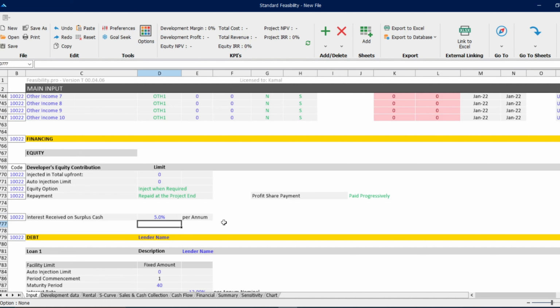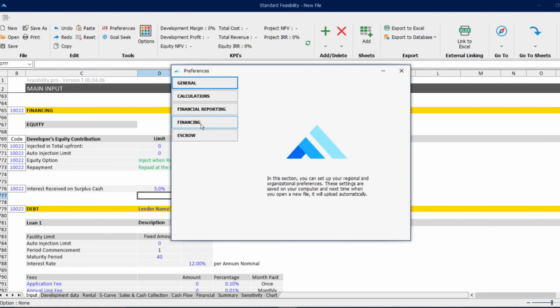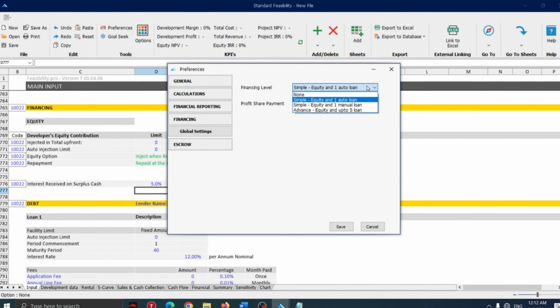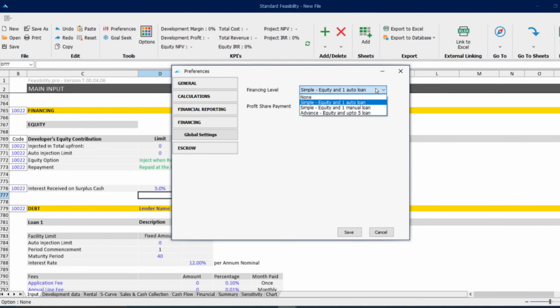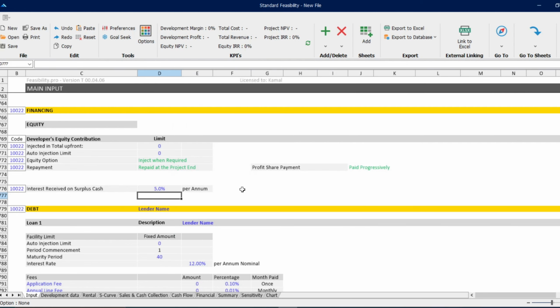You may expand financing options by including loans. Go to Preferences, click Financing, click on Global Settings. Choose the option as per the requirement. We can select Simple with one loan option, or we may go for Advanced with 5 different loan options. Selecting Advanced, click on Save. Debt options for up to 5 loans will appear.